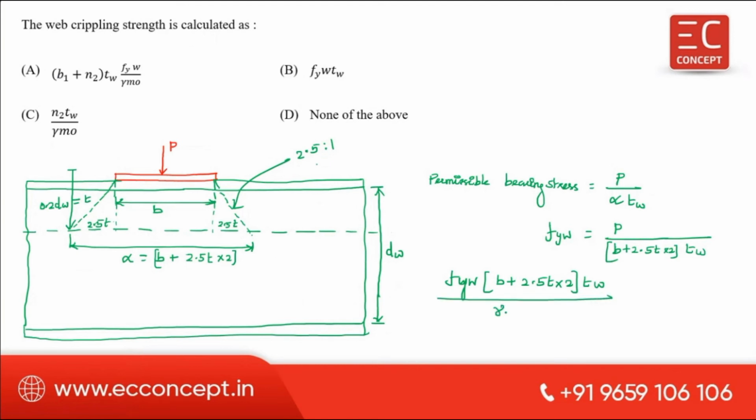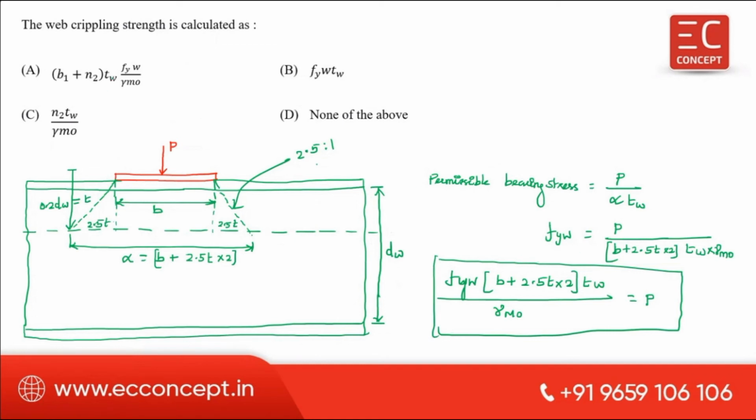The factor of safety is equal to gamma M naught. Permissible shear stress means there was a factor of safety, therefore you have to multiply the factor of safety here also. So this is the strength. Now web crippling strength is equal to this. Now this is the actual formula.